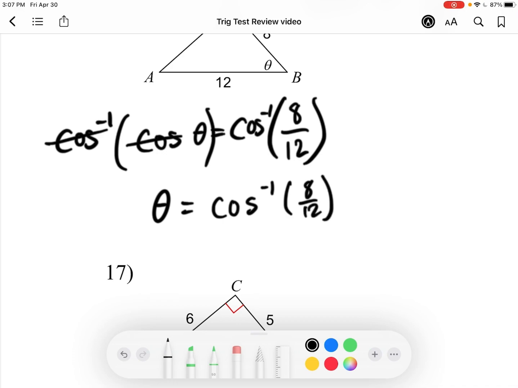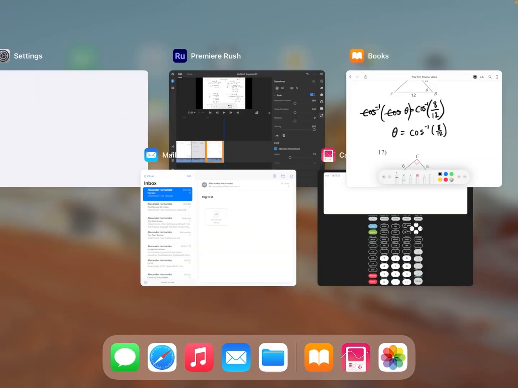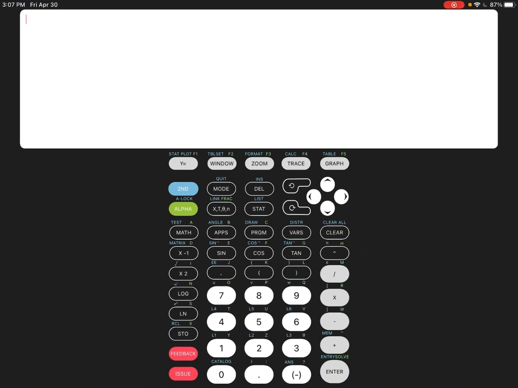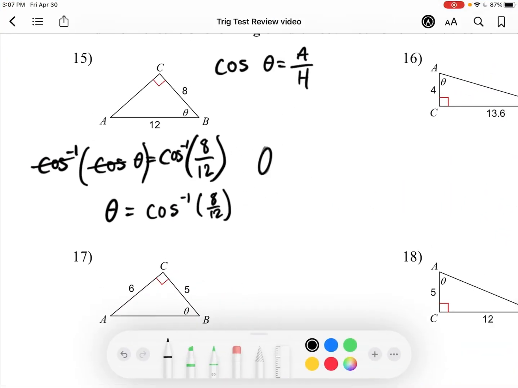So that's what you're going to type into your calculator. We're going to go to our calculator and type in second and cosine. That'll bring up the inverse of cosine function of 8 divided by 12. And we get 48.18. We're rounding to one decimal, so we'll do 48.2. So theta is equal to 48.2 degrees.